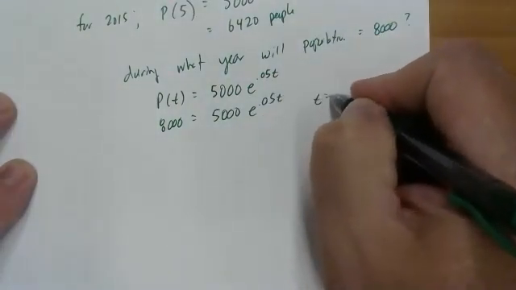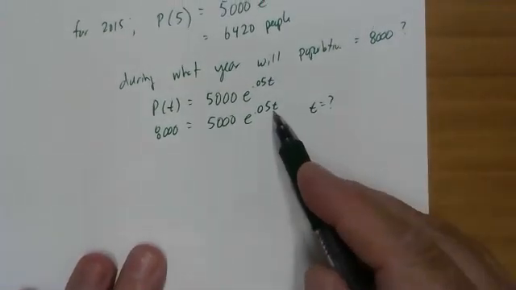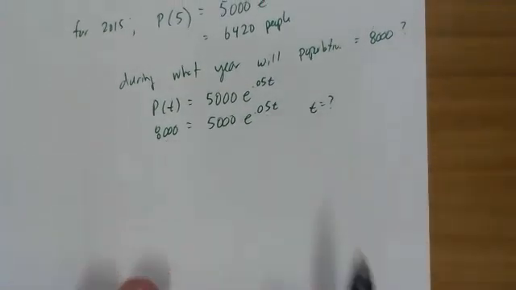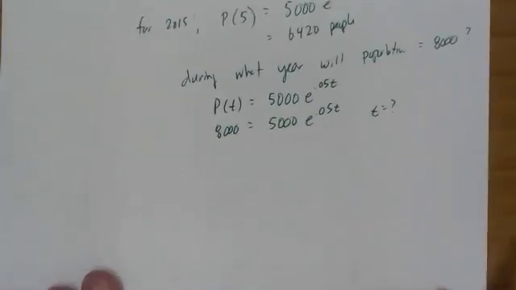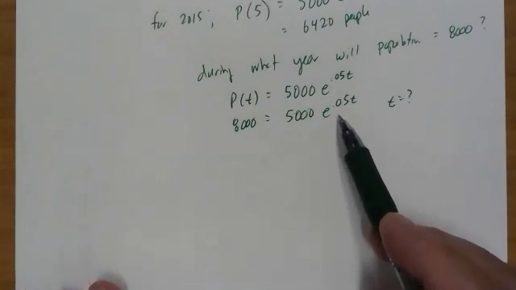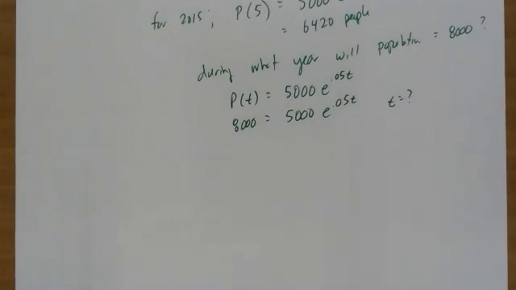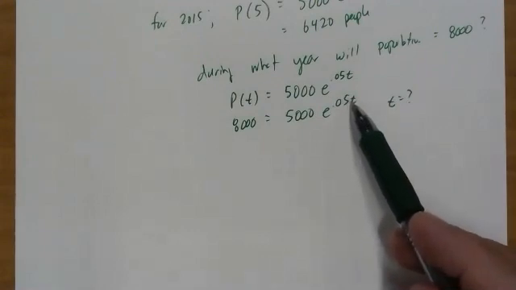And now I want to solve for T, because this is basically going to tell me how many years it's going to take for the population to hit 8,000. Now this is a little tricky problem to solve, basically because T is up here in the exponent. So this is something we're going to do a lot in the examples that we do in a few minutes. So we might as well go over now the method to solve an equation when your variable is part of the exponent.